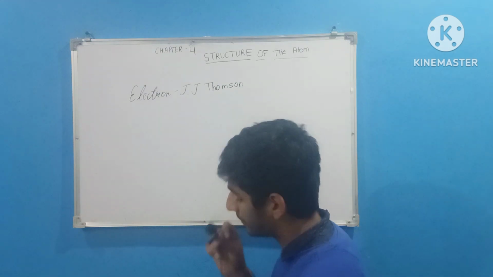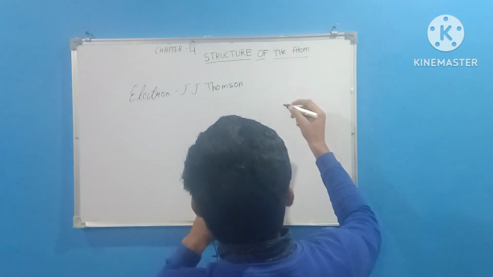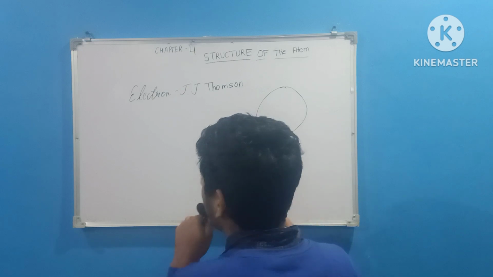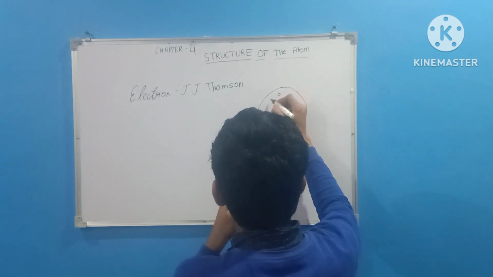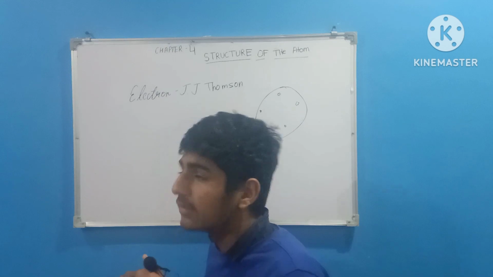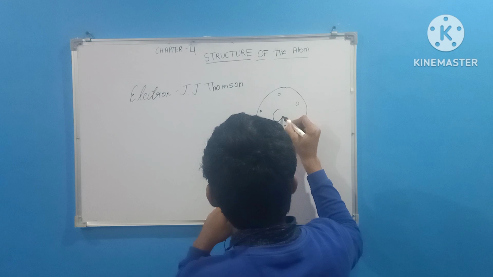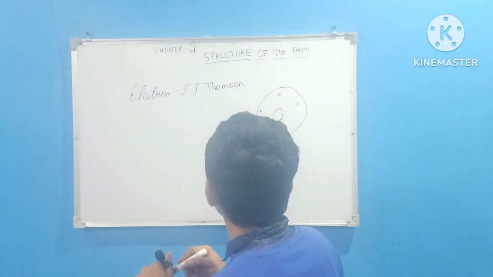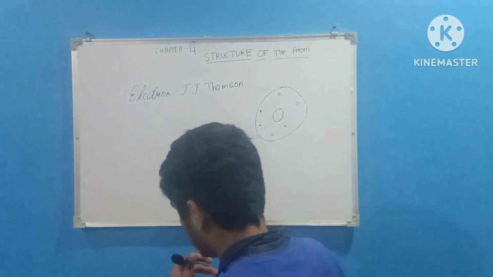So this man said that the whole sphere-like structure of atom is positive charge, and electrons are embedded as seeds are embedded inside a watermelon, and he said that the whole nucleus is positive charge. So these were the theories of J. J. Thomson about electrons.